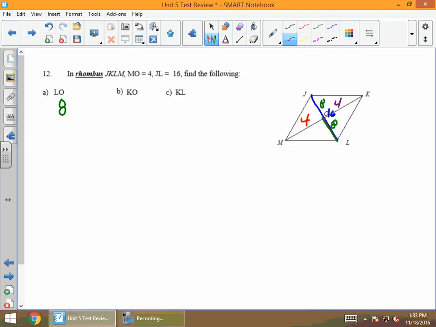It's a diagonal, so it's bisected again. But notice, this is not drawn to scale. Obviously, this is 8, that's 4, and 4 is bigger than 8, so you can't always assume. But that is 4. The last one is KL. It's over here.